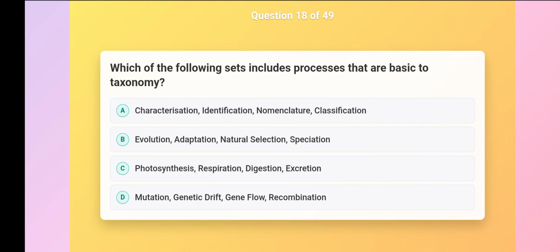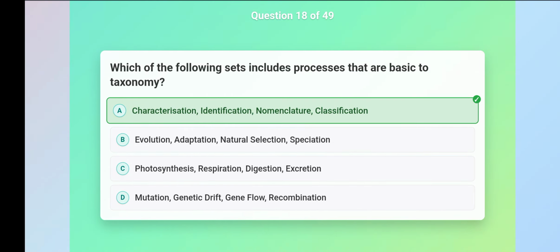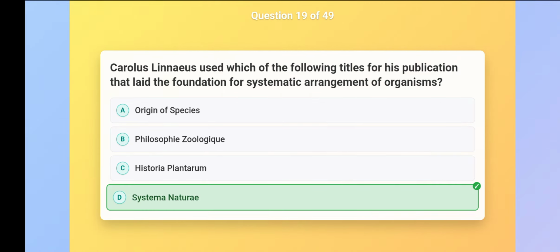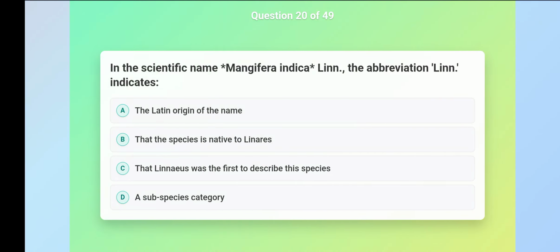Which of the following sets includes processes that are basic to taxonomy? Characterization, identification, nomenclature, classification. Carolus Linnaeus used which of the following titles for his publication that laid the foundation for systematic arrangement of organisms? Systema Naturae. In the scientific name Mangifera indica Linn, the abbreviation, Linn, indicates that Linnaeus was the first to describe this species.